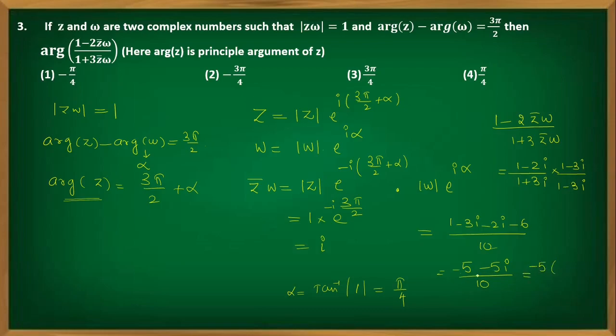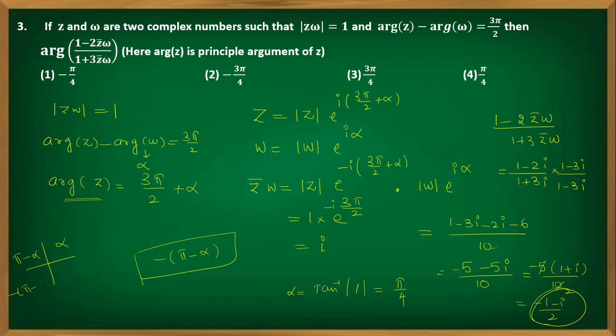Now minus 5 you can take common here. How much you get? 1 plus i by 10 into 5, which is minus 1 by 2 minus i by 2, which is in the third quadrant. You know, minus 1 by 2 comma minus 1 by 2 is in the third quadrant, and in the third quadrant the argument formula is minus of pi minus alpha to find the principal argument. You know, alpha for the first quadrant, pi minus alpha for the second quadrant, minus of pi minus alpha for the third quadrant, and minus alpha for the fourth quadrant.